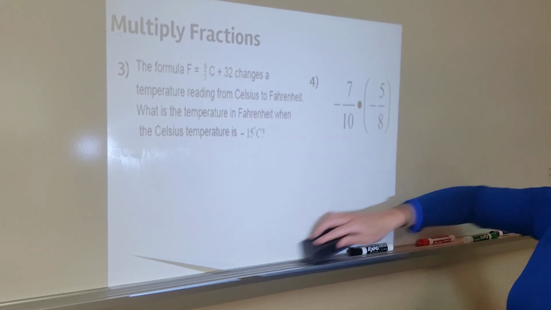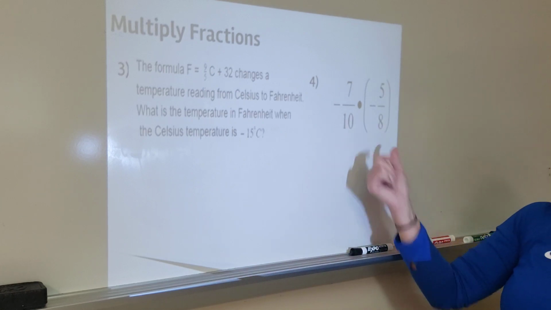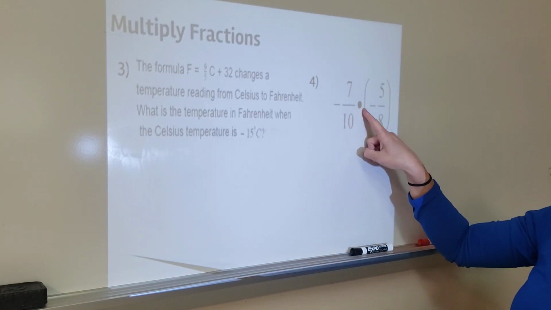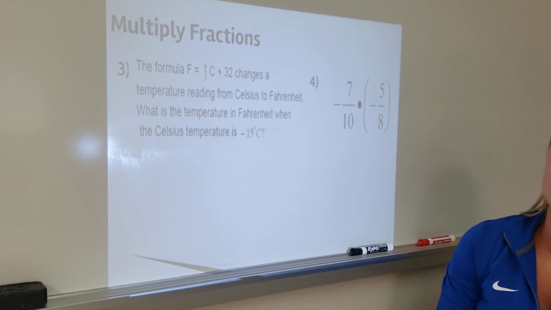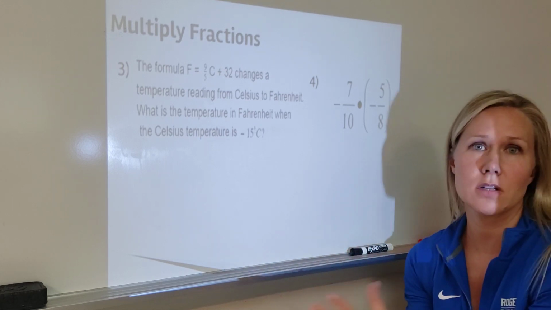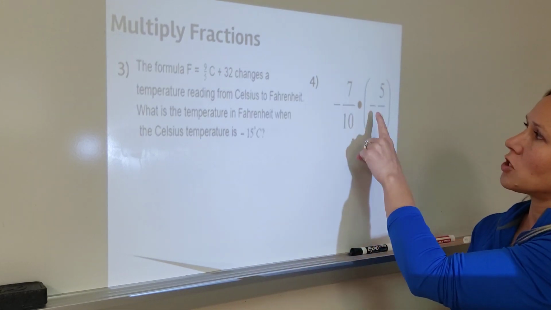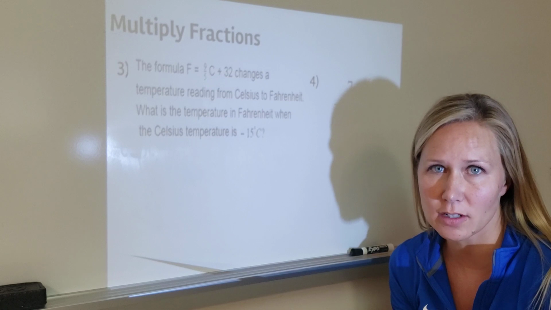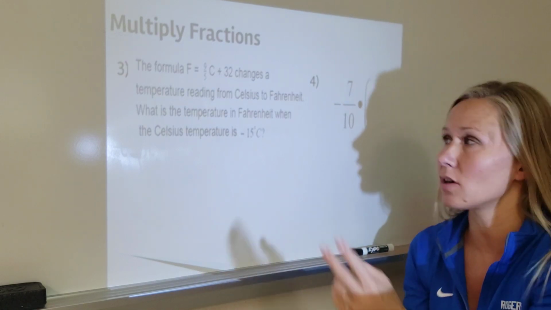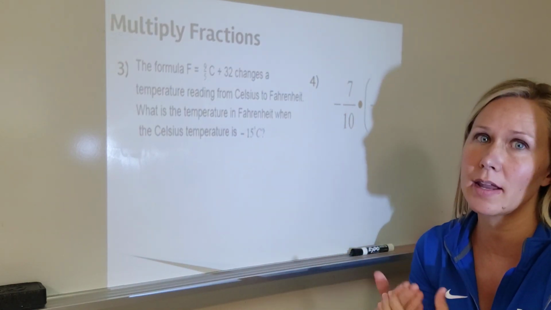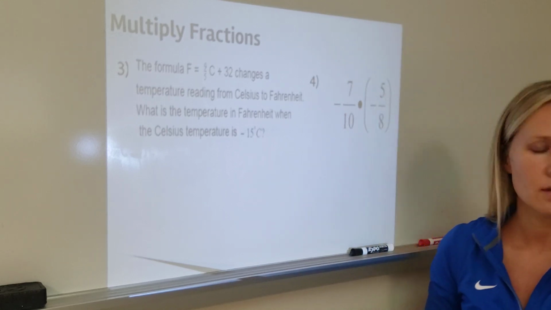Let's try this one. On number 4, negative 7/10 times negative 5/8. Now just before we even start with this one, I'm taking a negative fraction and multiplying it by another negative fraction. That's going to give us a positive answer. The signs agree, they're the same. A negative times a negative is a positive.